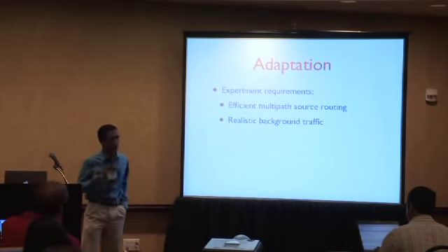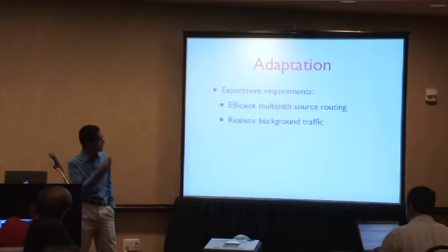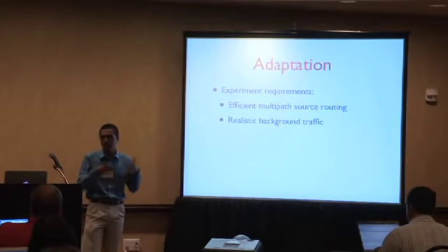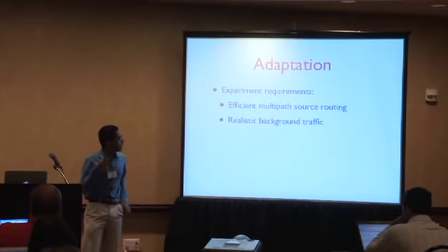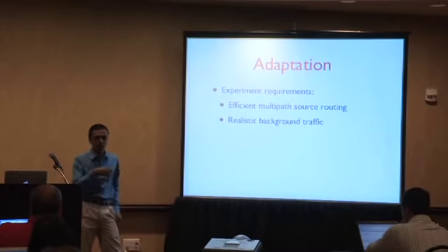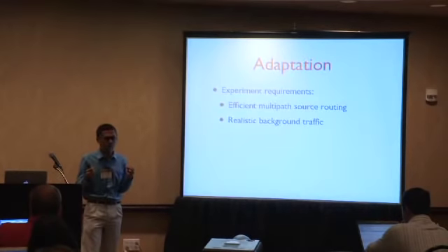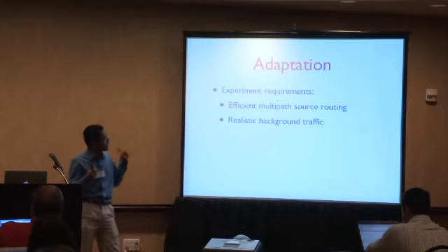The two requirements that we had for our experiment were, first, we needed an efficient implementation of this novel multipath source routing internet architecture. Second, we needed to have realistic background traffic, because what we wanted to test was how well we could adapt to changes in network conditions, which means that we needed to have some sort of a deployment which accurately reflected the network conditions that you would see in the internet.